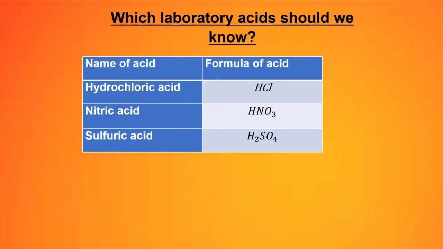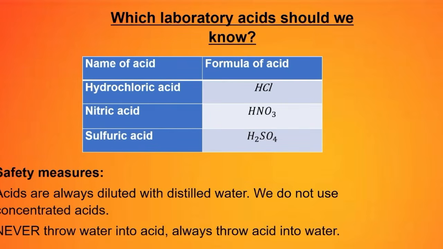There are some lab acids which you should know. These are the three which we'll be working with for the next few chapters. We have hydrochloric acid, which has a formula of HCl, nitric acid, which has a formula of HNO3, and sulfuric acid, which has a formula of H2SO4.